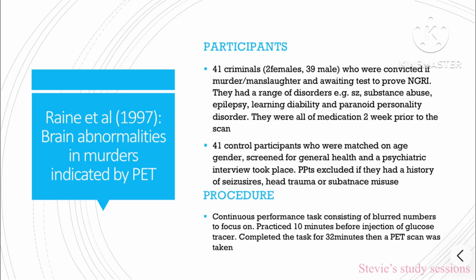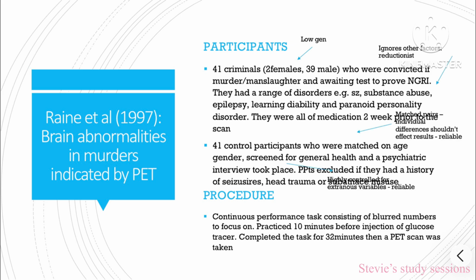Procedure. Raine used a continuous performance task consisting of blurred numbers to focus on. They practiced for 10 minutes before the injection of glucose tracer and completed the task for 32 minutes. Then the PET scan was taken. You can evaluate both the participants and the procedure. Due to only using 2 females and 39 males, it's low in generalizability to females' NGRIs. It can also be seen as reductionist due to ignoring factors. It's shown that the NGRIs had a range of disorders: schizophrenia, substance abuse, epilepsy, learning disability, paranoid personality disorder. All these things could have led to them becoming criminals.